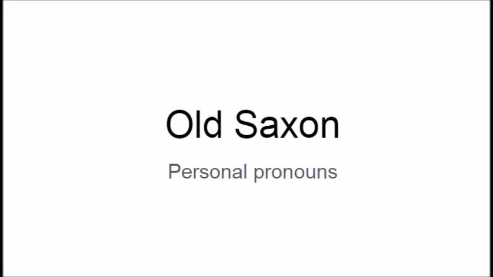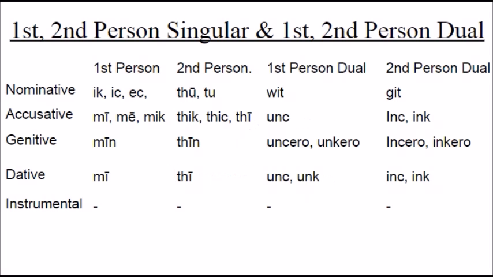Old Saxon, personal pronouns. First, second person singular, and first, second person dual. Ik, ik, ek, me, me, mik, mean, me, thu, tu. Thik, thik, thee, thien, thee.